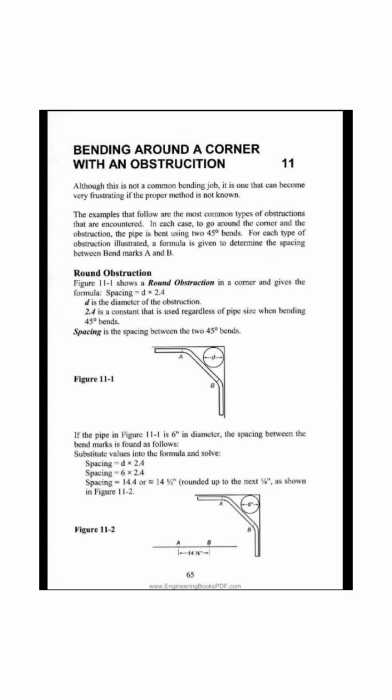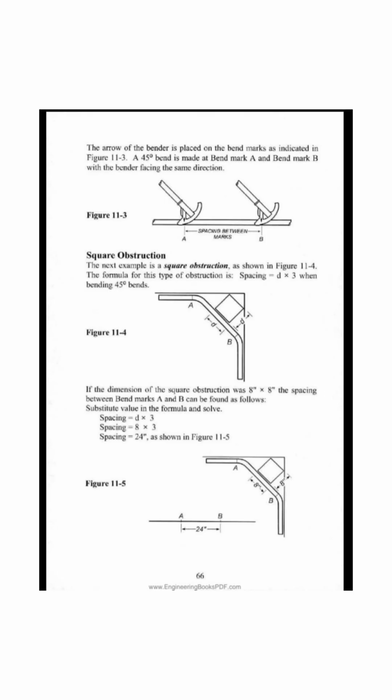Substitute values into the formula and solve. Spacing equals D times 2.4. Spacing equals 6 times 2.4. Spacing equals 14.4, or 14 1/2 rounded up to the next eighth, as shown in figure 11-2. The arrow of the bender is placed on the bend marks as indicated in figure 11-3. A 45 degree bend is made at bend mark A and bend mark B with the bender facing the same direction.